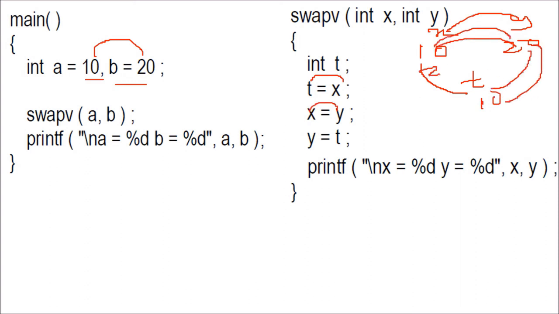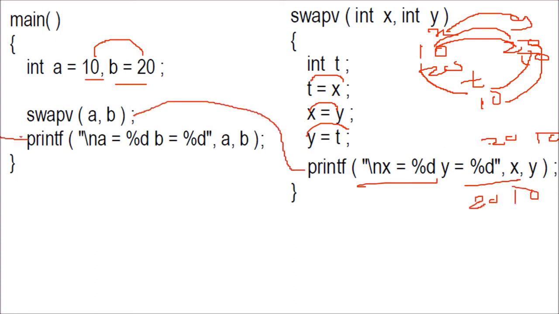So this will be 20. This will be 10. t to y. When you print it, the value will be changed. This will be 20, this will be 10. When we print here inside the function, the values will be swapped, 20, 10. But when we come out of this function and we print here, we only see 10, 20. This a will be 10. This b will be 20. So the value will not be swapped, because we are sending the value, call by value.